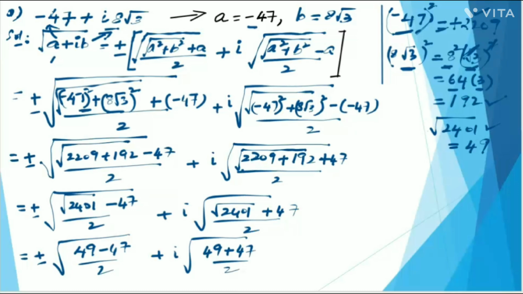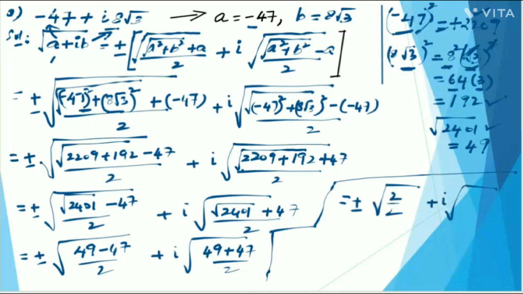This is equals to, I am continuing the answer here, this is equals to plus or minus 49 minus 47 is 2. 2 divided by 2 is 1, plus i under root 96 divided by 2. This is equals to plus or minus, 2 ones is cancelled, under root 1 is 1, plus i.